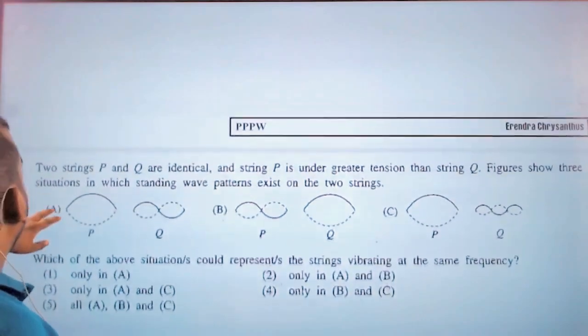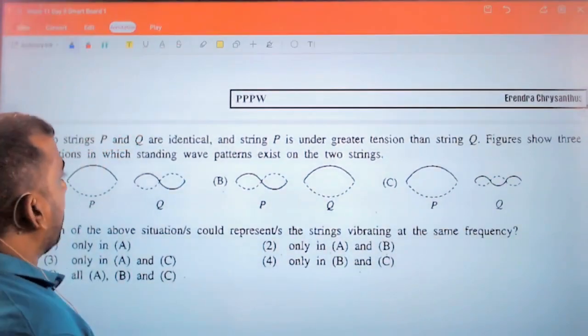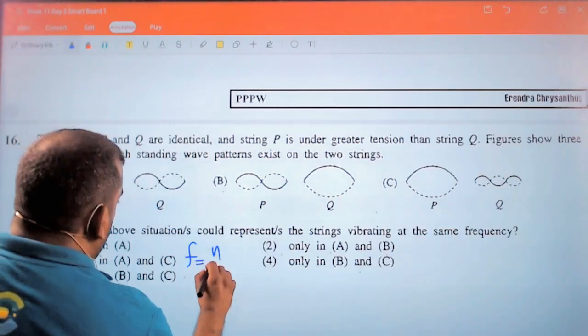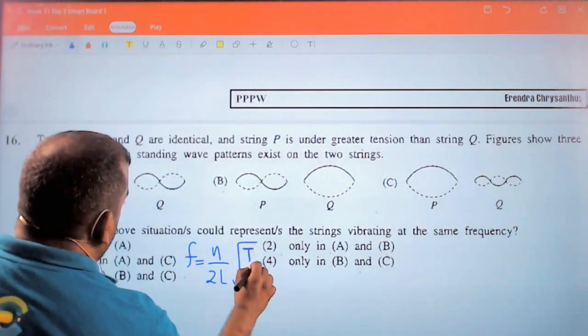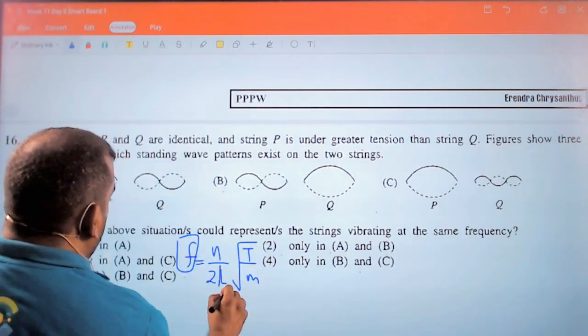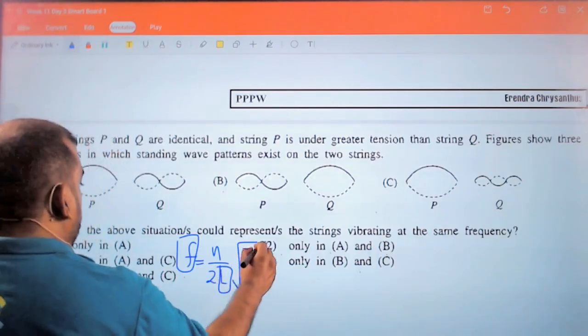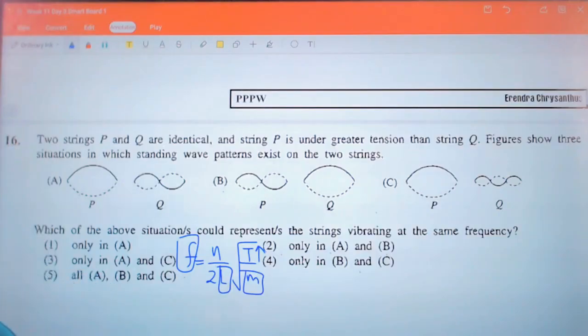Right. 2 strings P and Q, and P is under greater tension than Q. The figure shows the standing wave pattern. Frequency is n over 2L times the square root of T over m. Frequency is the same, length is the same, mass per length is the same. When I increase the tension, what happens? The harmonic number reduces. Here the harmonic number has increased, but it should reduce.